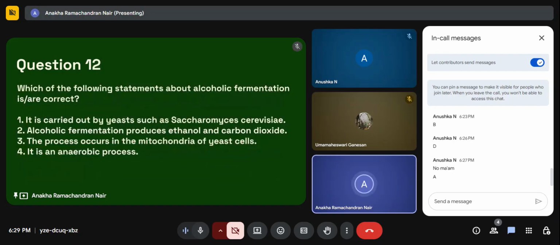So question number 12 is which of the following statements about alcoholic fermentation is or are correct? Again, there might be more than one correct answer, so keep that in mind. There are four options given to you. One, it is carried out by yeast such as Saccharomyces cerevisiae or baker's yeast, commonly known as bakery yeast. Two, alcoholic fermentation produces ethanol and carbon dioxide. Option 3 is the process occurs in the mitochondria of yeast cells. And 4 is it is an anaerobic process. So what do you think might be the correct answer?